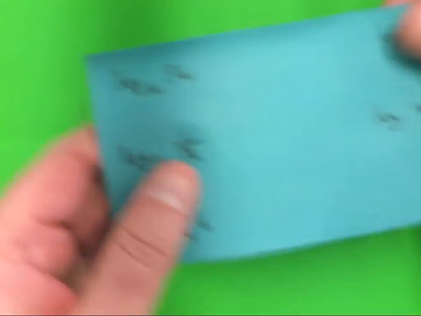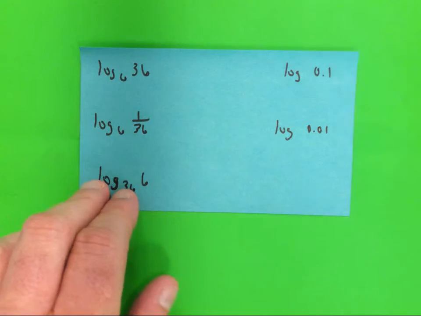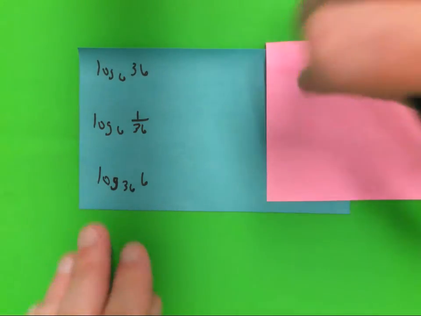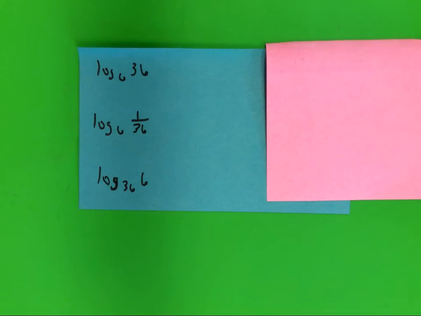Now, take a break from the note-taker and look up here. Let's look at these 3 right there. Let's talk about these. Log base 6 of 36. What power of 6 gives you 36? 2.